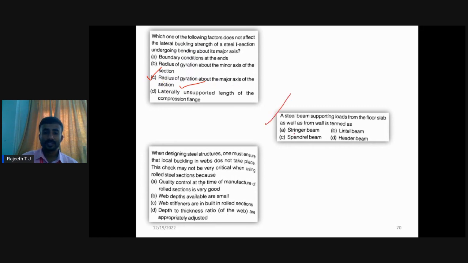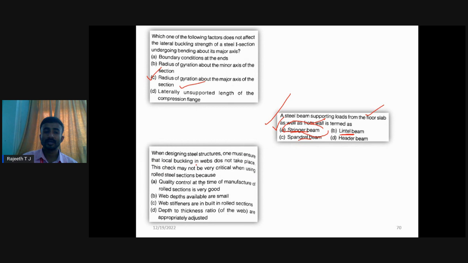If you go for the next question, the steel beam supporting loads from the floor slab, and also the wall, we call it option A, that is stringer beam. Okay, whereas a lintel beam will only take the load in the openings. So a spandrel beam will be a different one. Whereas if the beam is taking floor load as well as wall load, then we call it a stringer beam.